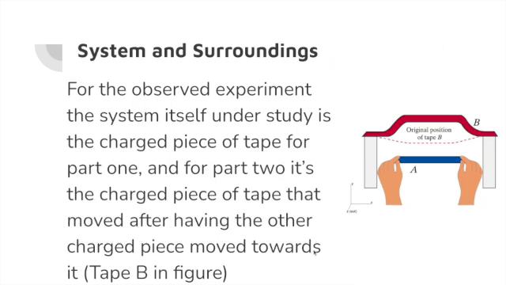Surroundings. For the observed experiment, the system under study is the charged piece of tape for the first part of the experiment. For the second part of the experiment, it's the charged piece of tape, or tape B, that moved after having the other charged piece of tape move towards it from the bottom.